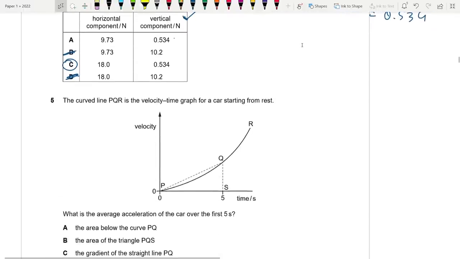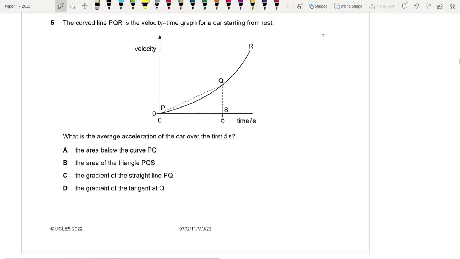5. The curve line PQR is the velocity time graph for a car starting from rest. What is the average acceleration of the car over the first 5 seconds? Remember, acceleration is the gradient of the velocity time curve. It's the gradient, so it can't be the area. Now, what about C and D?